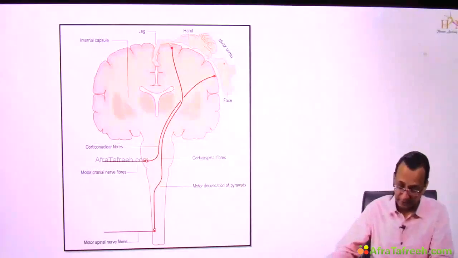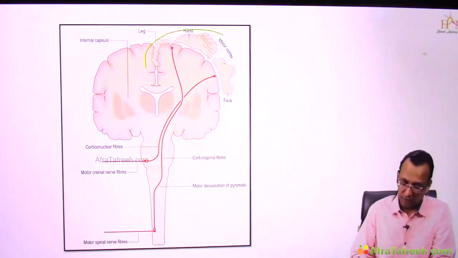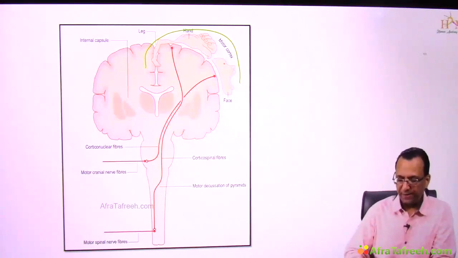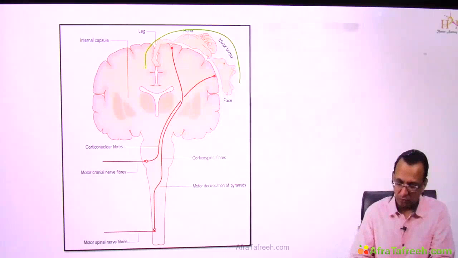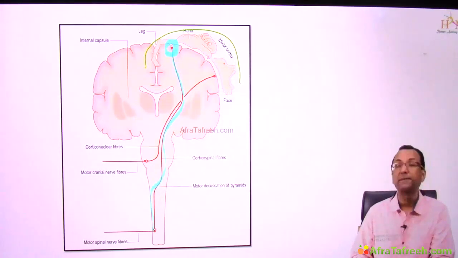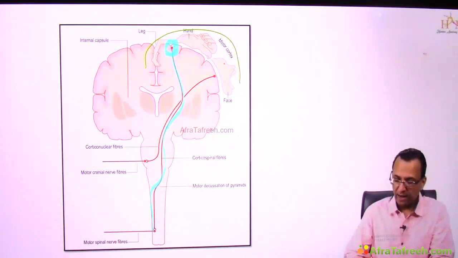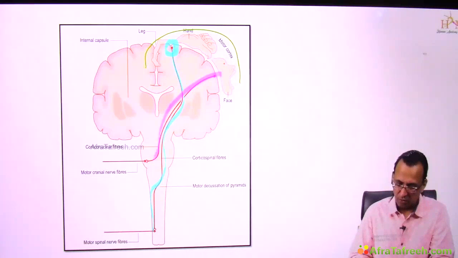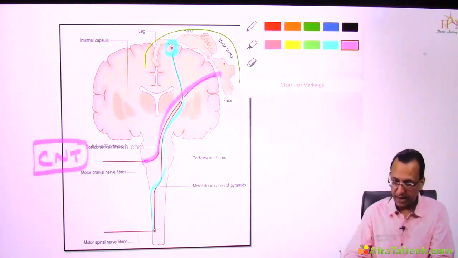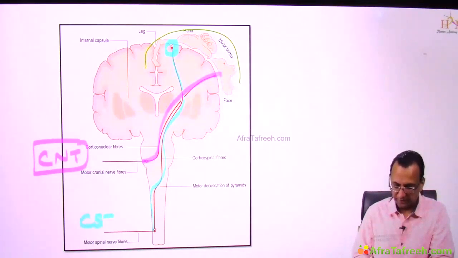Now let us go to the detail. Also remember, this is the homunculus. What homunculus? You remember the face is more lateral, then the arm, and the lower limb is on the medial side of the cerebrum. That is the motor homunculus. If you want to control the fingers, then you have to use what is called the corticospinal tract. And if you want to move your eyeballs, then it is the corticonuclear tract.